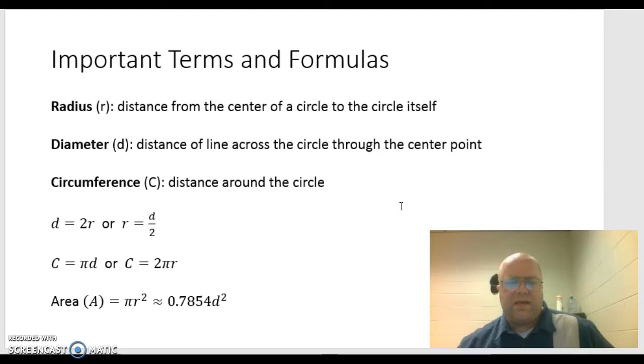We have the diameter is equal to twice the radius, or if you solve in terms of the radius, it's equal to the diameter divided by 2. We have the circumference is equal to pi. Remember, pi is approximately 3.1415 times our diameter, or 2 pi r, 2 times pi times our radius. And the area of the circle is pi r squared, or if we're approximating it to the 10,000th place, then we can use this formula right here, 0.7854 diameter squared.